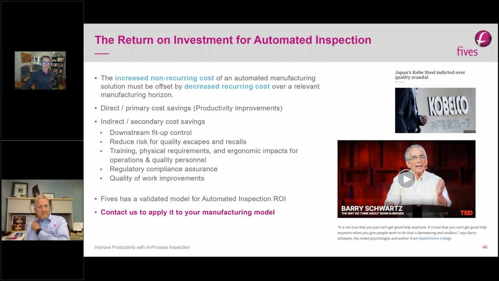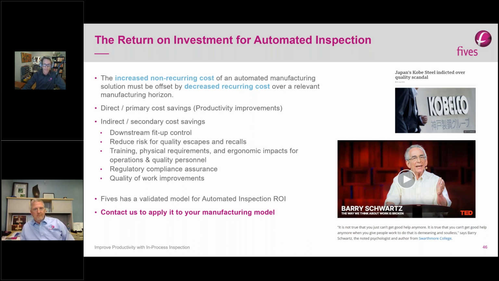All right, so how do you take these opportunities and develop a return on investment model? I've been doing these calculations for over 20 years and they don't change much. And no manufacturing manager is going to approve adding something to their machine that does not directly improve the bottom line, right? So the ROI model must weigh the increased non-recurring cost of the extra automation versus the decrease in recurring costs over some time horizon, right?